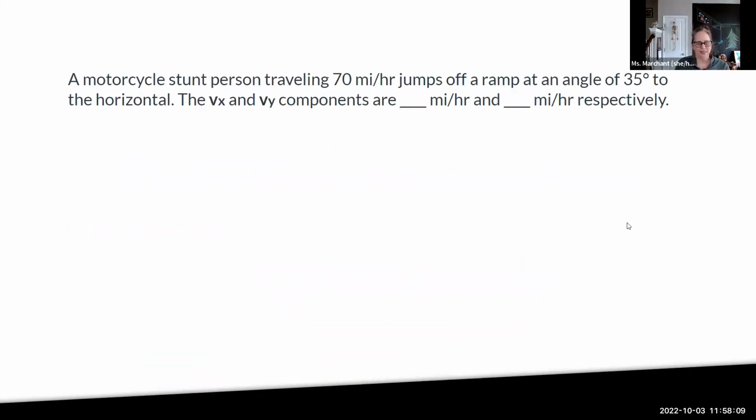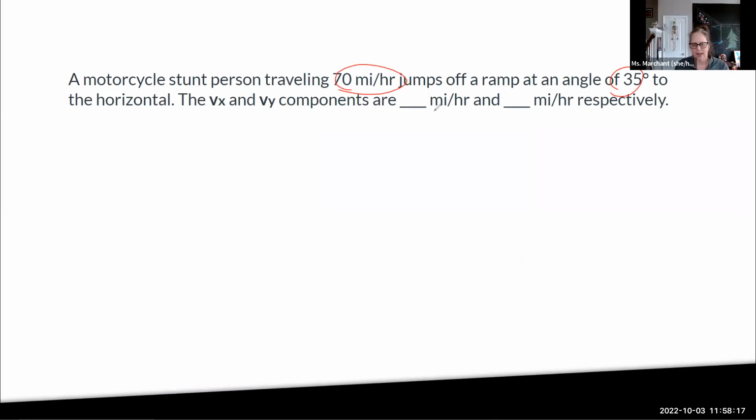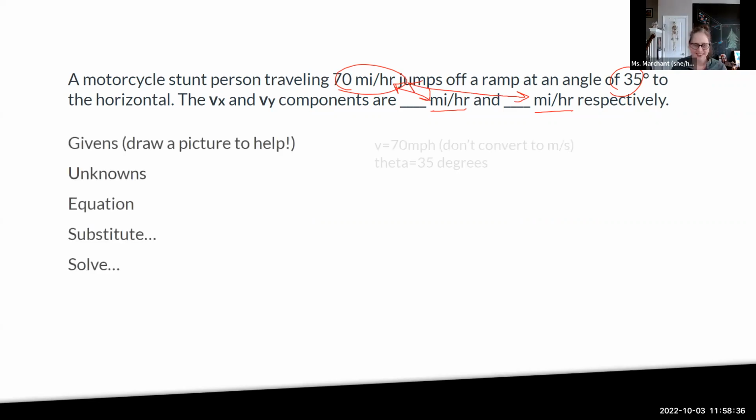All right, new one. A motorcycle stunt person is traveling 70 miles per hour at an angle of 35. They want to know the X and Y components in miles per hour and miles per hour. So these are matching apples to apples. So I don't have to convert from miles per hour to meters per second, but read carefully. It's all about making sure you're answering the question they want, not the question you want. What's going to help? Drawing a picture.